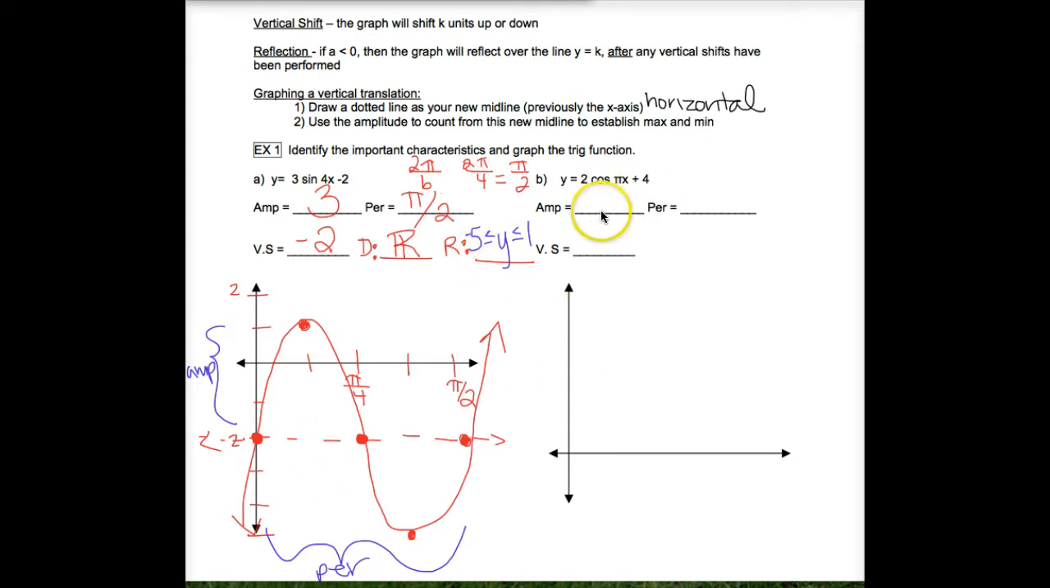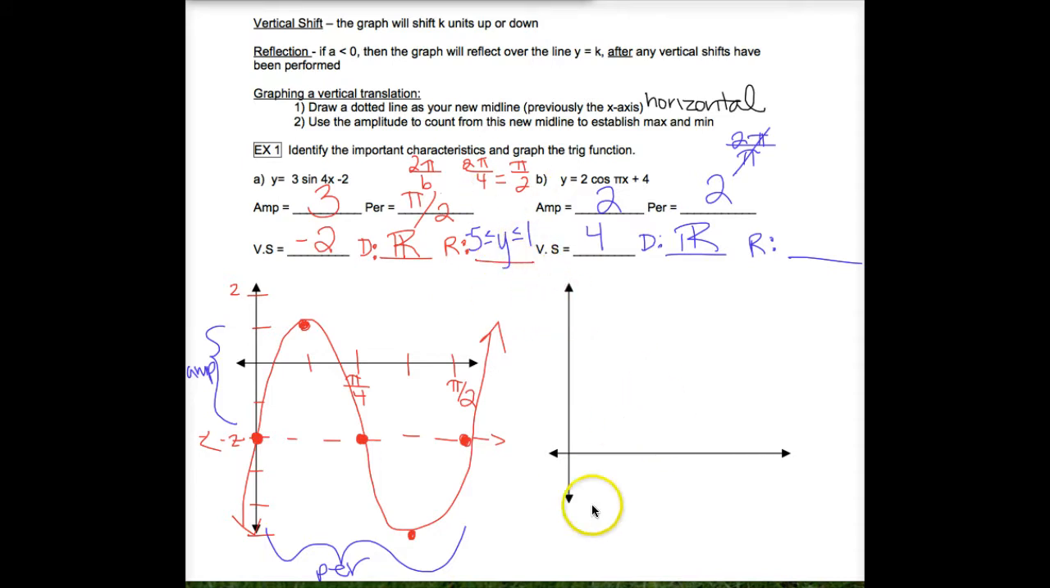All right, let us look at B, 2 cosine pi x plus 4. So amplitude is easy, that's my A. Period, 2 pi divided by B, which is pi, so those cancel. So my period is 2. My vertical shift, it's a plus, so that's going to be up 4. I know that my domain is going to be all real numbers. My range, I'm going to have to wait until I look at the graph probably to see.